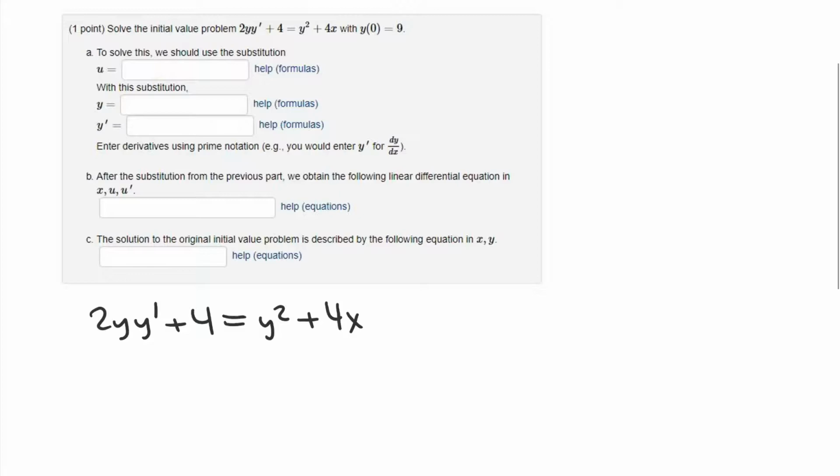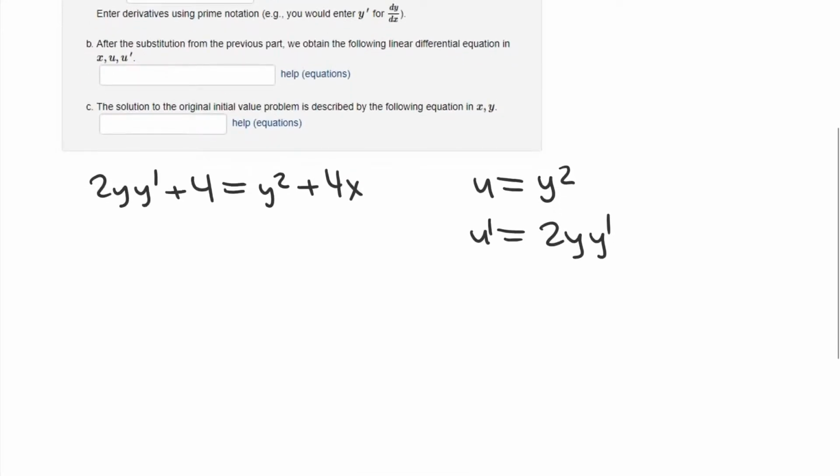If we let u be y², then the derivative of u with respect to x, u', on the right-hand side, the derivative of y² with respect to x is 2y times, again, y' by the chain rule. And now you can see we can plug this back into our equation. On the left-hand side, we get y' + 4 is equal to y², or u, + 4x. And now you can see this equation is completely in terms of u and x. It has no y's left over.